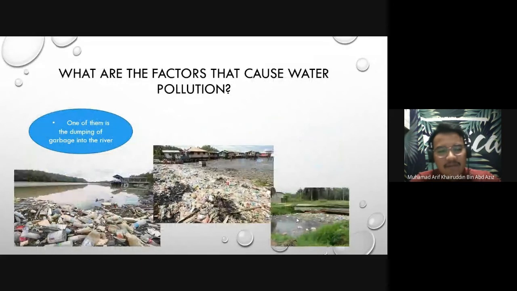Okay, the first answer to the question about the factor. One of the factors is the dumping of garbage into the river. The reason is the attitude of the individual himself, who takes the easy way out without thinking about the impact on the environment, which makes this situation worse.